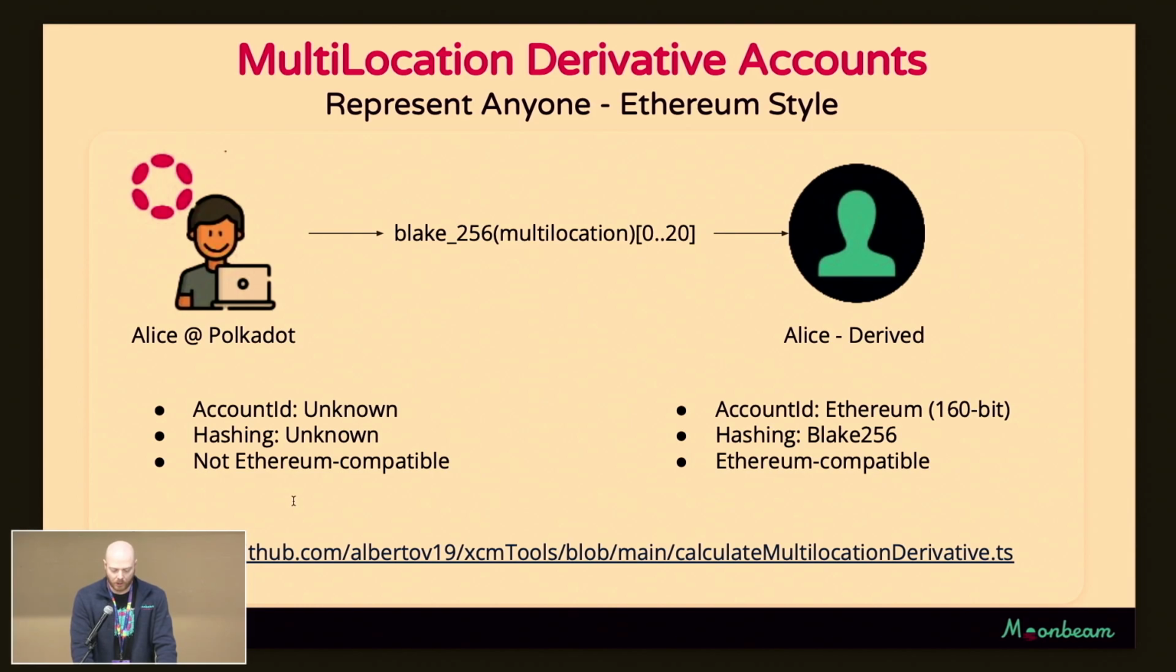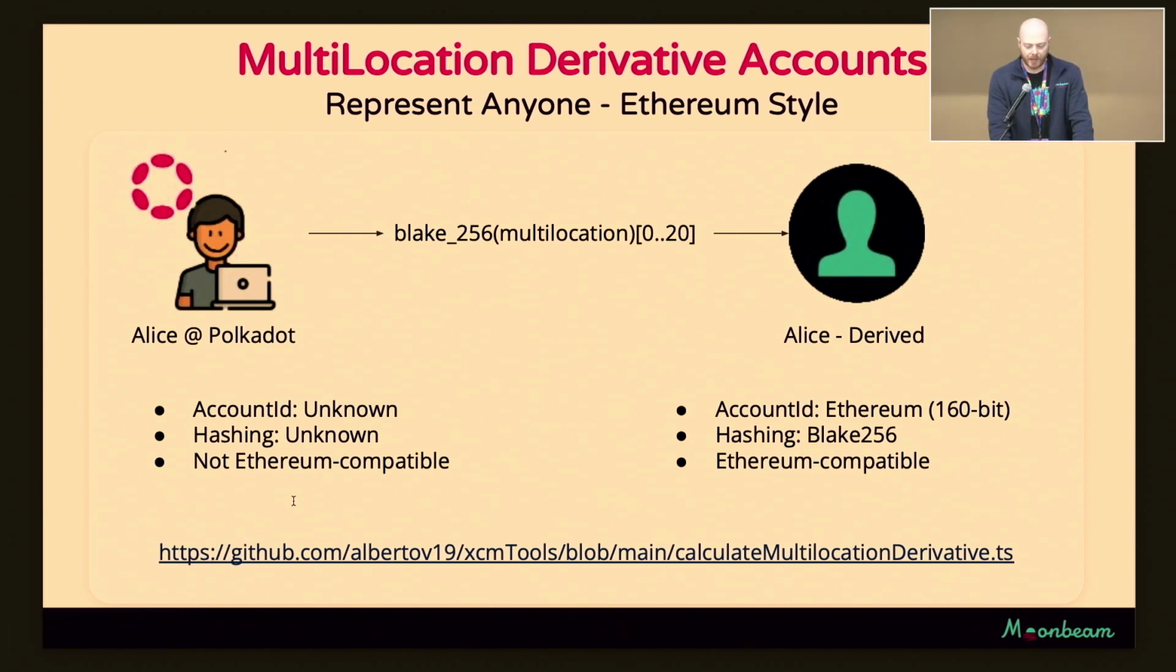And so on Moonbeam, one of the things that we have to worry about is that we don't know what a source account looks like. If we have Alice on Polkadot, we really don't know necessarily anything about what her account ID looks like, how long it is, how it was hashed, or any of the security properties of that. And we can't make any assumptions that it's Ethereum compatible. So what we do to get around this is we take the Blake 256 hash of the multi-location and then truncate that to 20 bytes. And these 20 bytes are then an Ethereum compatible account ID.